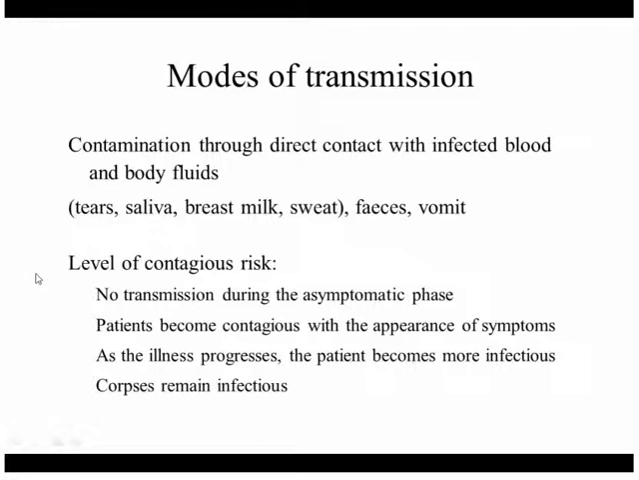Now, when are people infectious? There's no evidence of transmission during the asymptomatic phase. People who are infected become contagious after symptoms develop. And as the disease progresses, you have more and more virus, a higher viremia, so people become more infectious. And after death, the bodies are still infectious. So the virus in the blood or in the feces or on a dead person's body is still contagious.